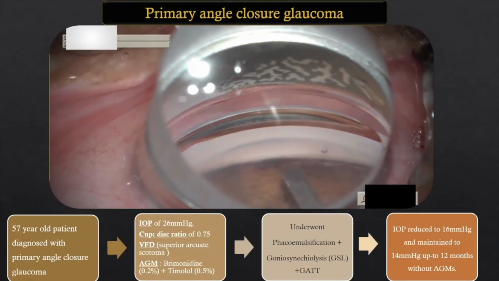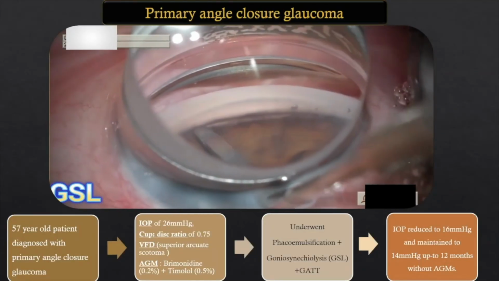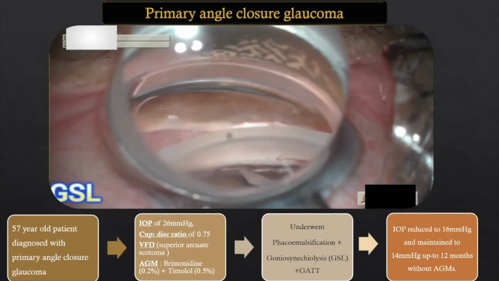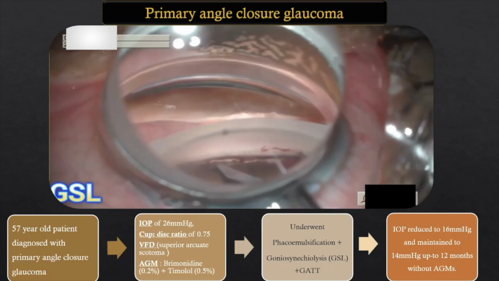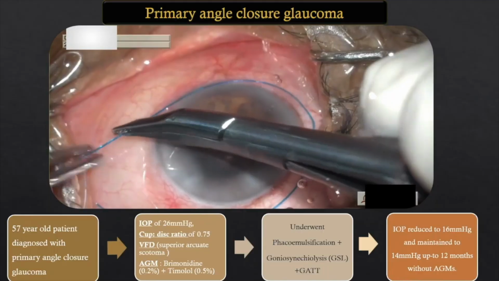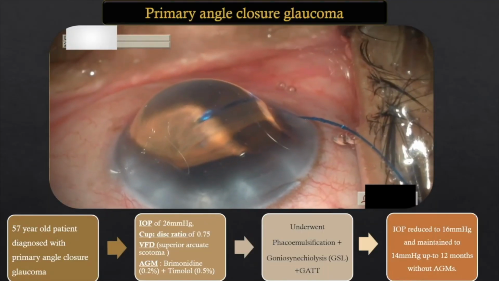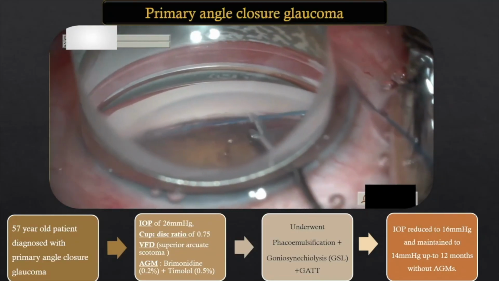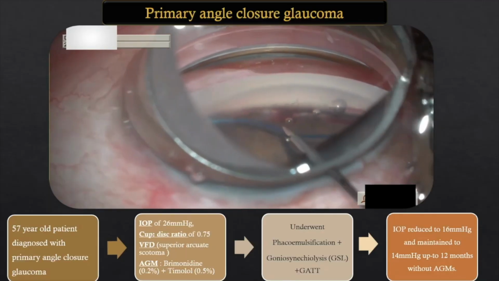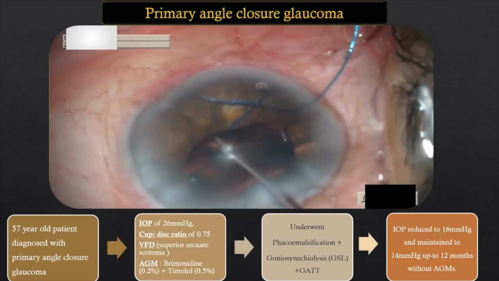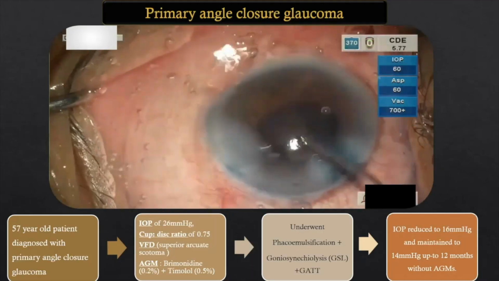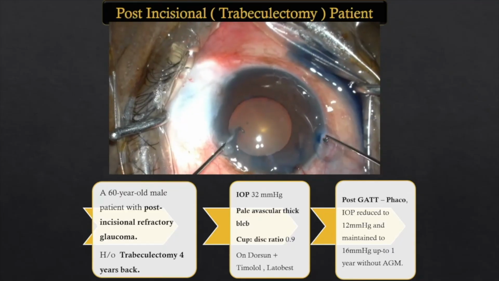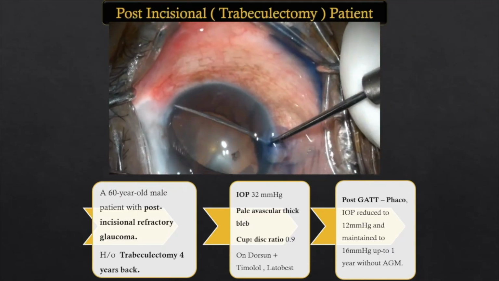A 57-year-old patient diagnosed with PCG had an IOP of 26 mm of mercury with 2 AGMs and was taken for phacoemulsification with goniosynechialysis with GATT. An IOP of 14 mm of mercury was maintained at 12 months without any medications. This patient had a history of trabeculectomy 4 years back and presented with a pale avascular thick bleb and was on 3 AGMs.